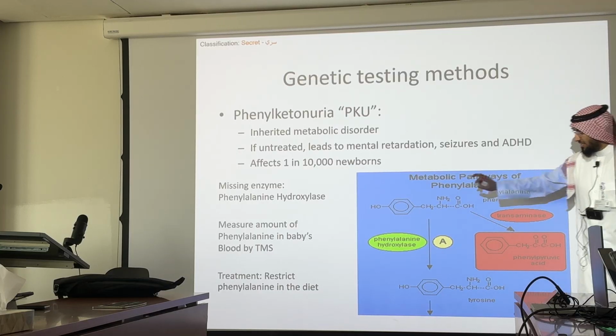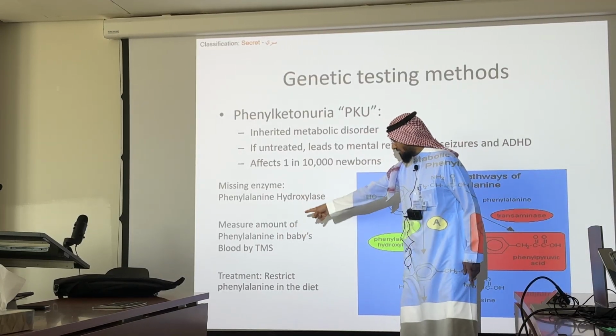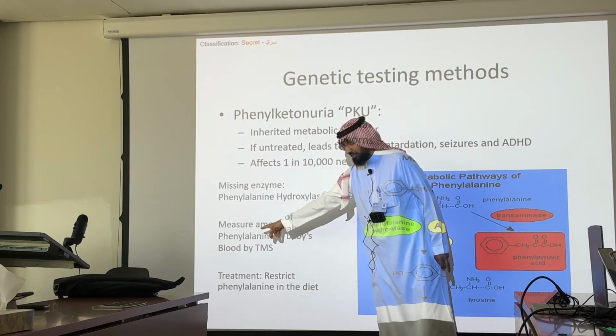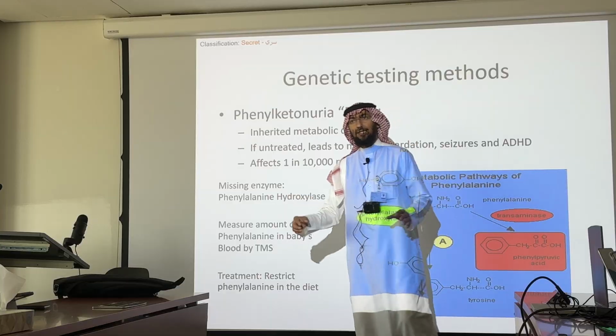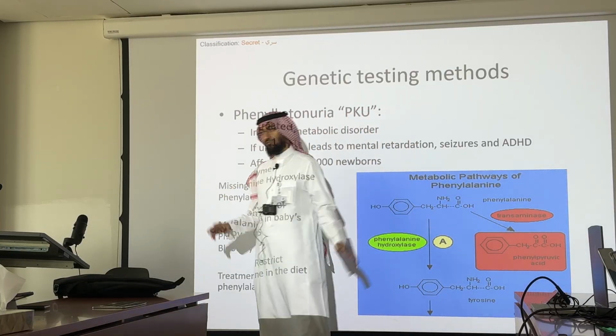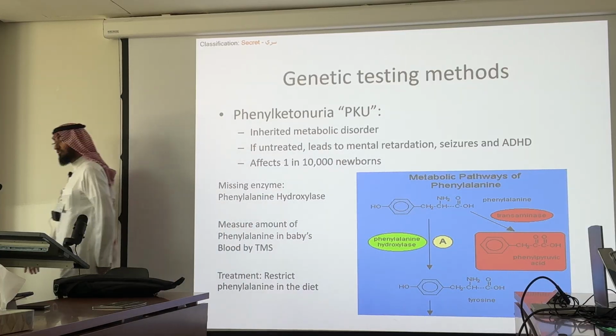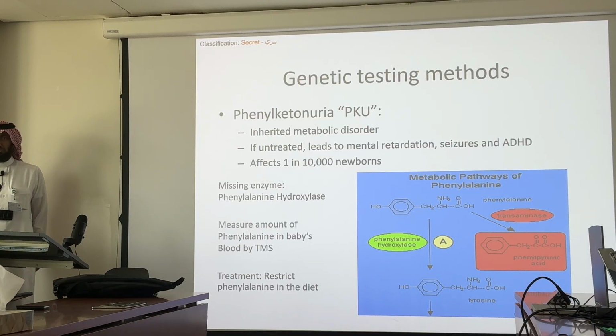And you know that this is the case of phenylalanine. We measure the amount of phenylalanine in babies by tandem. Treatment is restricting the phenylalanine from the diet, and you will end up with an almost normal baby. If you miss this case, they'll come to you mentally retarded in 1 or 2 years.